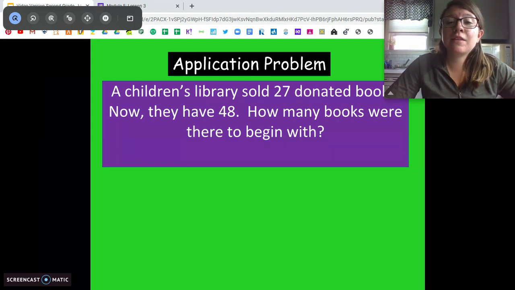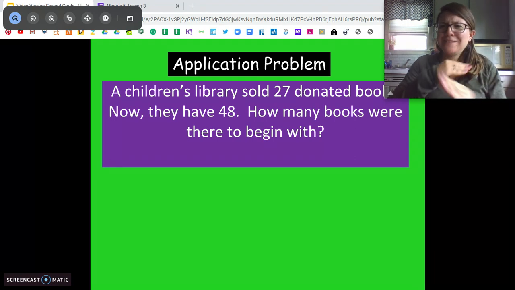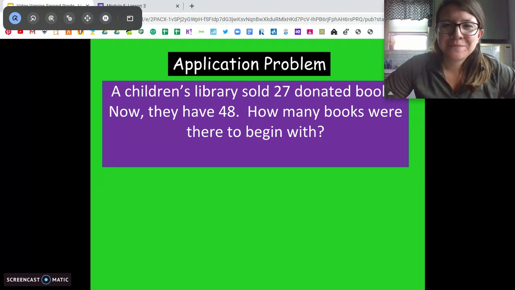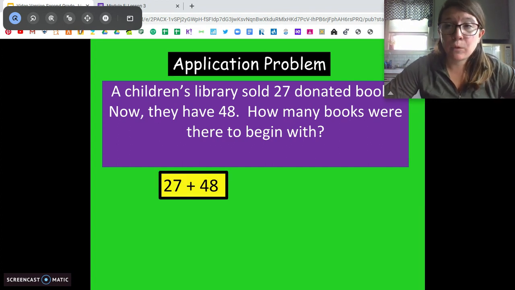Good. So the problem is asking how many books were there to begin with. How many books were there all together at the beginning? So are we going to add these two numbers or subtract them? Yeah, we're going to add them. So your number sentence should say 27 plus 48.